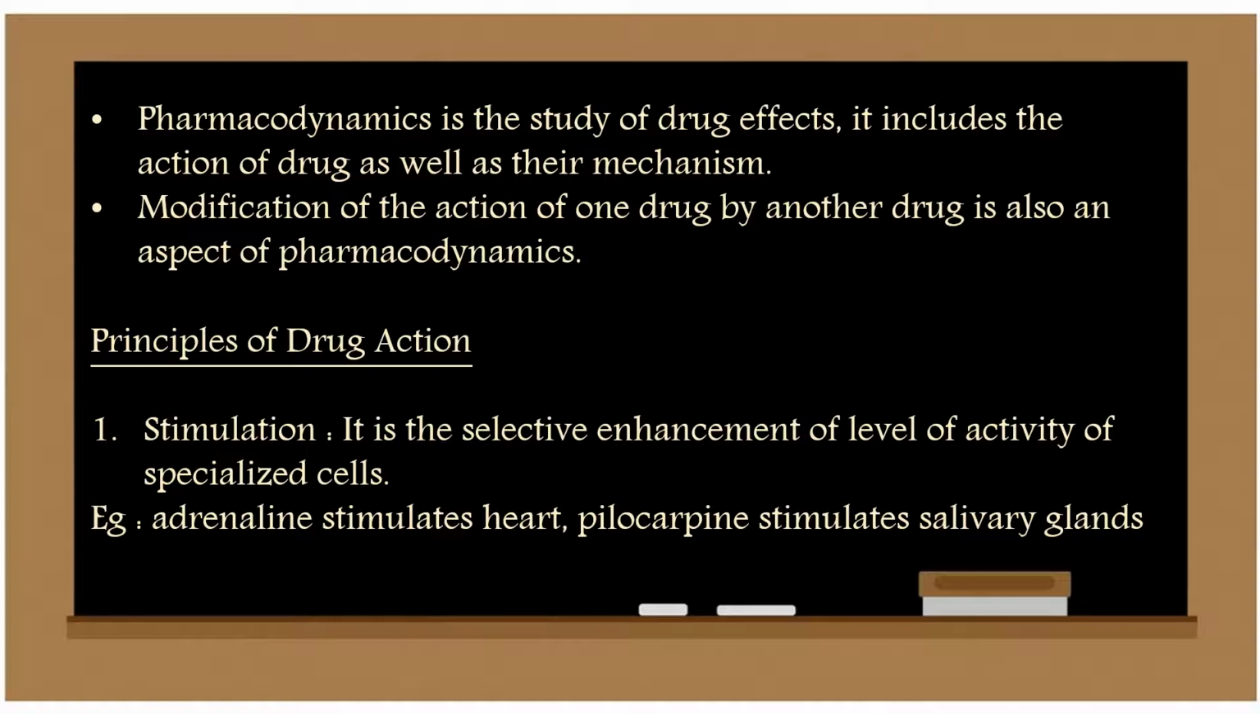First one is through stimulation. It is the selective enhancement of the level of activity of specialized cells. For example, adrenaline can stimulate the heart. Pilocarpine stimulates salivary glands. However, excessive stimulation is often followed by depression of that function. Example for that is a high dose of picrotoxin, which is a CNS stimulant. It produces convulsions followed by coma and respiratory depression.